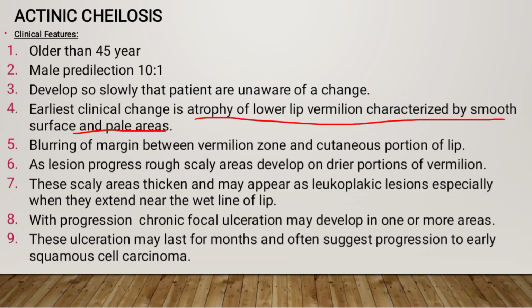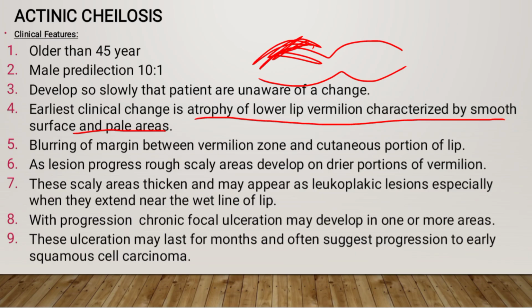Blurring of the margins of the vermilion zone and the cutaneous portion means that this is the vermilion zone, and the margins become blurred, they are not proper, with the cutaneous portion of the lip. As the lesion progresses, roughly scaly areas develop on the drier portions of the vermilion zone.